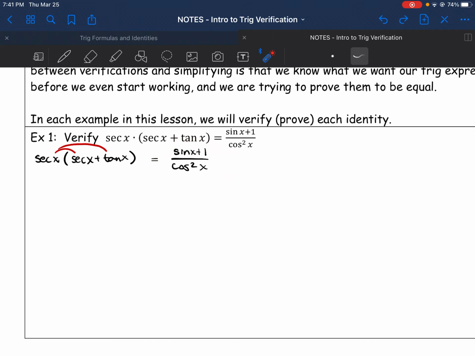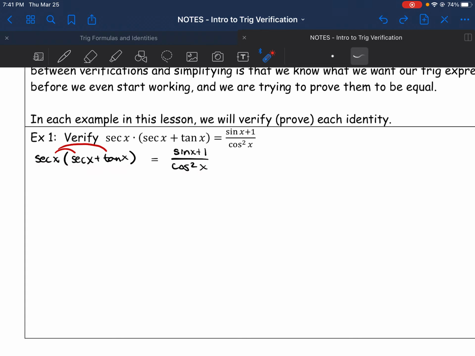And notice that the right side of this equation isn't necessarily in simplest form or anything. So we're not worried about simplifying this side so much that it turns into its simplest form, like one trig function or a constant. We just simply want to transform this side until it equals sine of x plus 1 over cosine squared. We are verifying that these two are equal to each other.